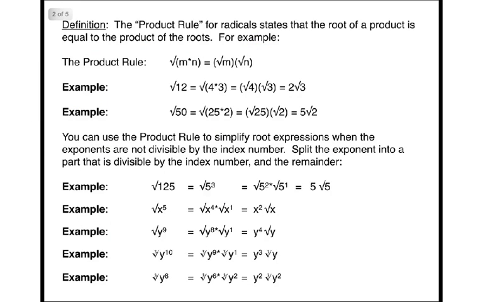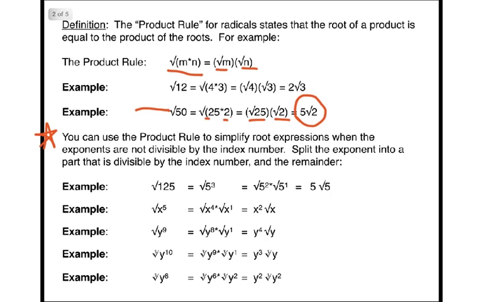The product rule for radicals states that the root of a product is equal to the product of the roots. For example, the square root of m times n is actually equal to the square root of m times the square root of n. Consider the example root 50. You can rewrite 50 as 25 times 2, so you can break apart the root and make it root 25 times root 2, and you can simplify root 25, so this expression actually simplifies to 5 root 2.